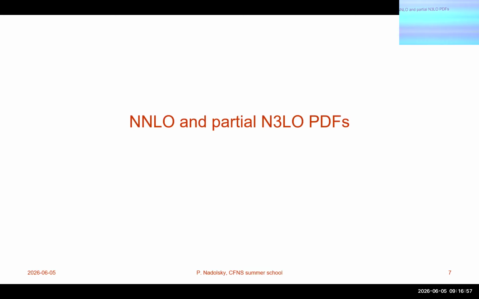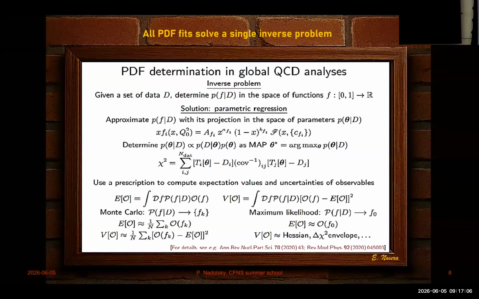Now let's talk a little bit about NNLO and approximate N3LO PDFs. I mentioned to you that there are many ways to produce them, but fundamentally, if you summarize what the global analysis does, the full problem of the global analysis can be written within one slide. I can come back to this slide as we go along. We try to solve a so-called inverse problem.